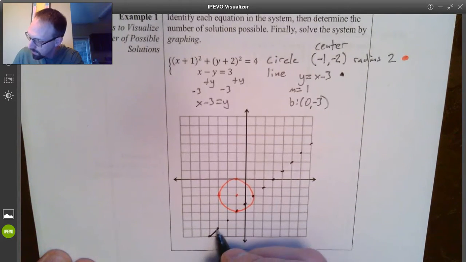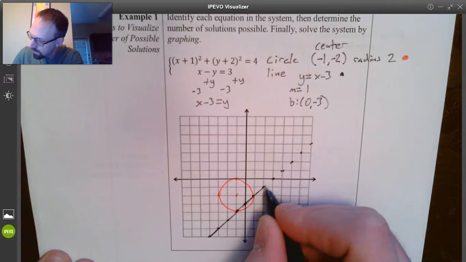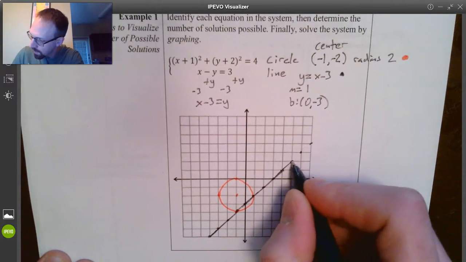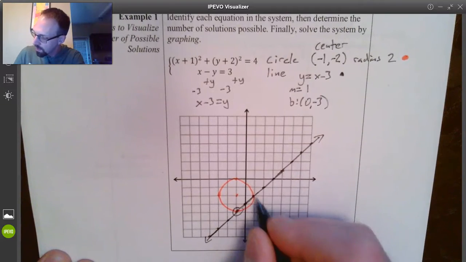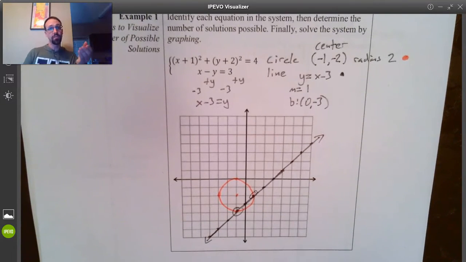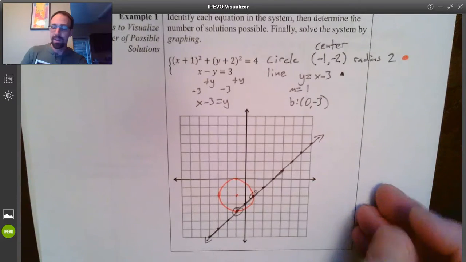So here, this is where I comment on I should be connecting these with a straight edge. So my solutions are those 2 points. So we have 2 solutions. It actually gave me solutions that were very easy to spot in this case.